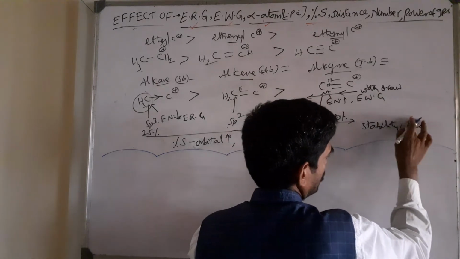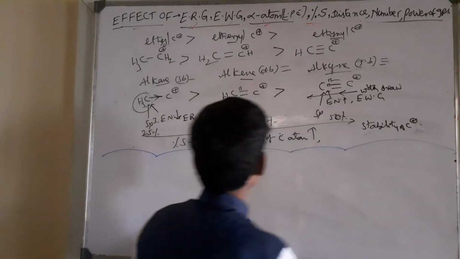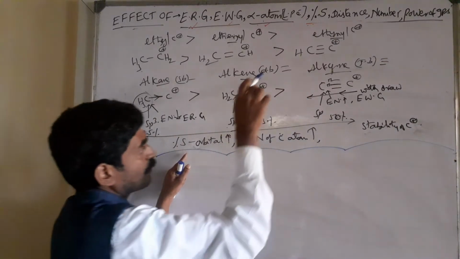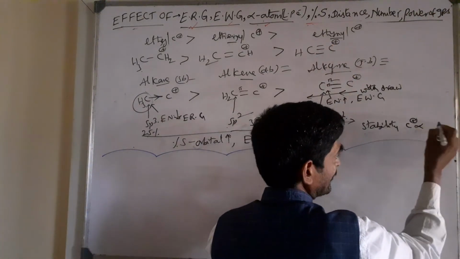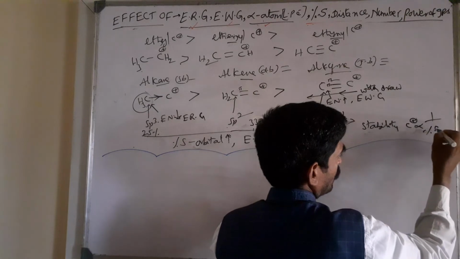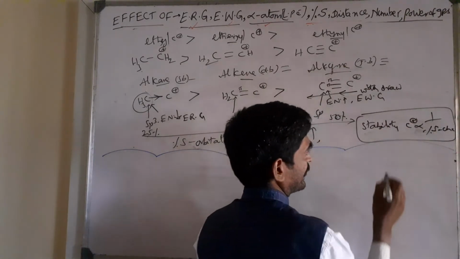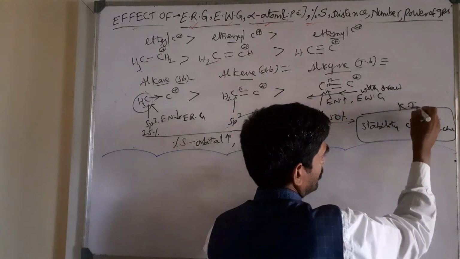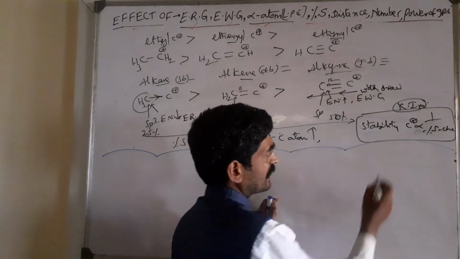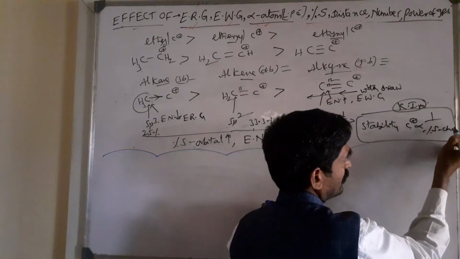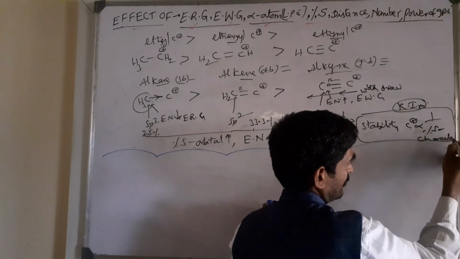The stability of a carbocation is influenced by the percentage of s orbital character. If the percentage of s orbital character is more, stability is less. That is, the stability of a carbocation is inversely proportional to the percentage of s orbital character. So you have to keep this in your mind. This is the trick I am giving to you.